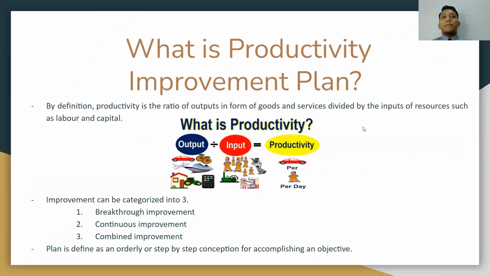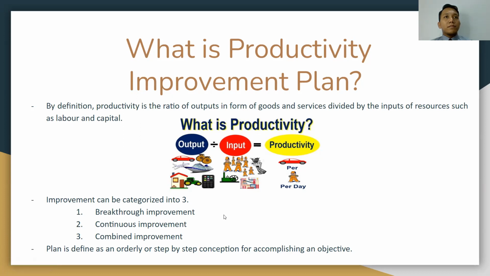First of all, before we go further, we must know what a productivity improvement plan is. By definition, productivity is the ratio of outputs in the form of goods and services divided by the input of resources such as labor and capital. You can see in this picture that output divided by input gives the productivity. Okay, so how about improvement?